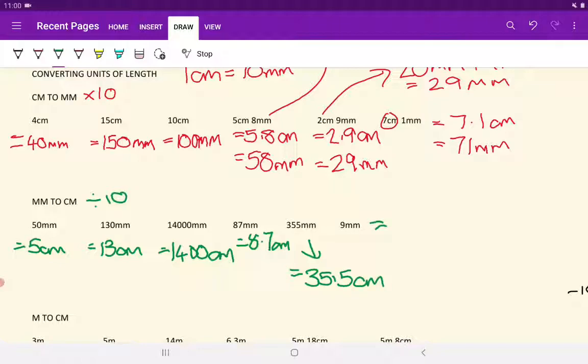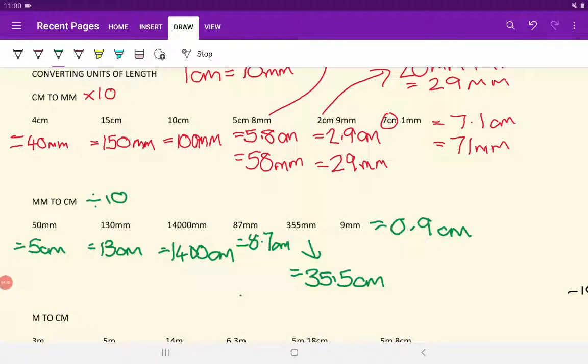And 9 millimetres. Now, if we think about this carefully, there's 10 millimetres in a centimetre, so 9 millimetres isn't even quite a centimetre. It's going to be 0.9 centimetres. So that's how we turn millimetres into centimetres, and the opposite way around, centimetres into millimetres.